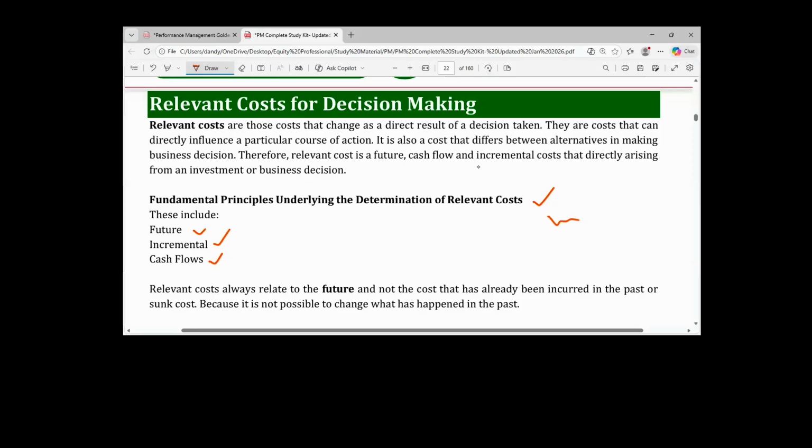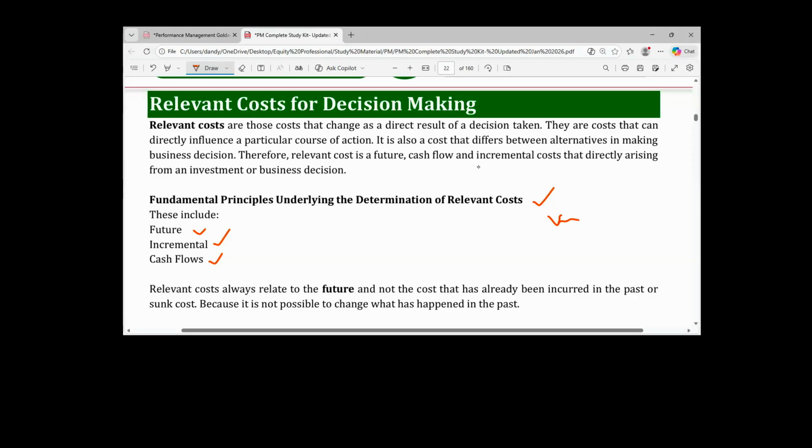Incremental costs are costs that change between alternatives as a result of the decision taken. I repeat, incremental costs are costs that change between alternatives as a result of the decision taken. They are increase or decrease in cost item as a result of taking a particular course of action.